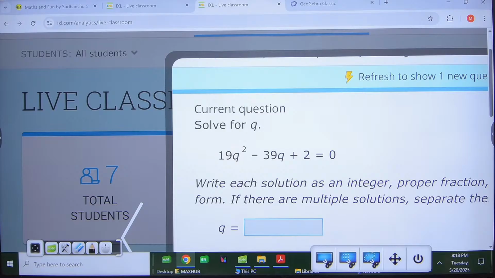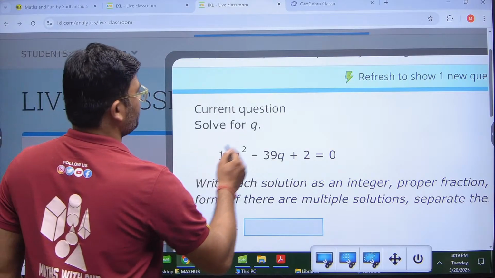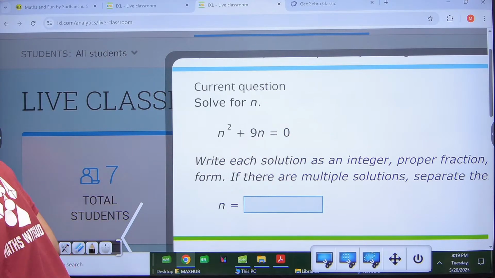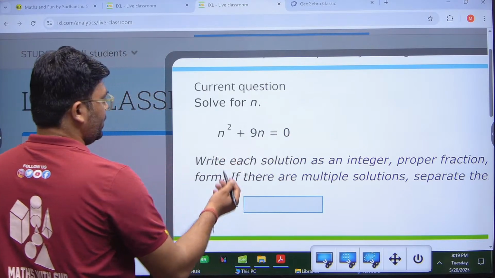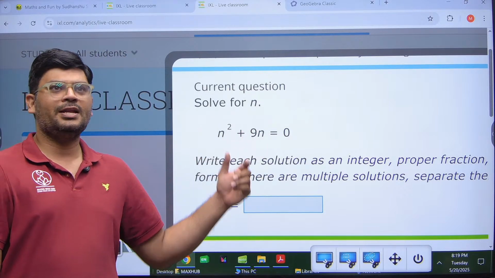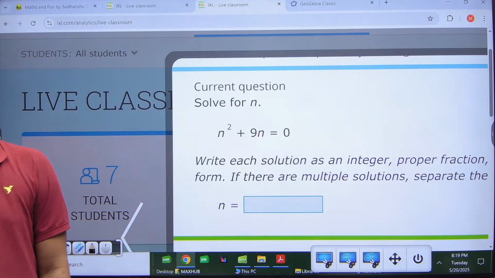So when there's no C, the constant, what do I do? You said ABC, right? So when there's no C, what do I do? So in that you can take x common easily. Next question. So you can take n common. So it is very easy, n plus 9. So one of the n is 0 and minus 9. It's so easy.